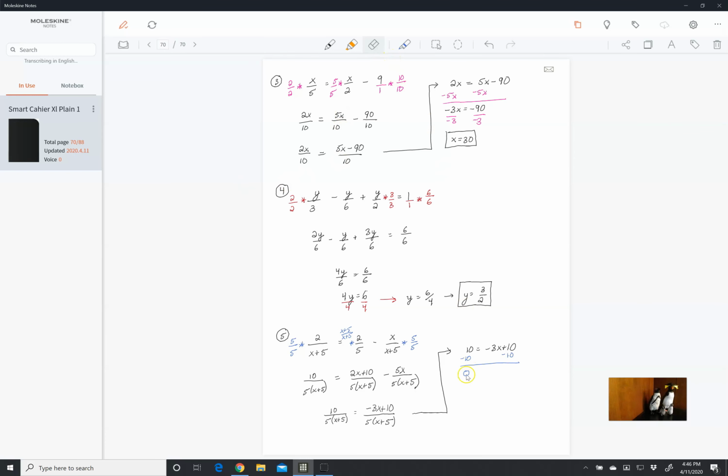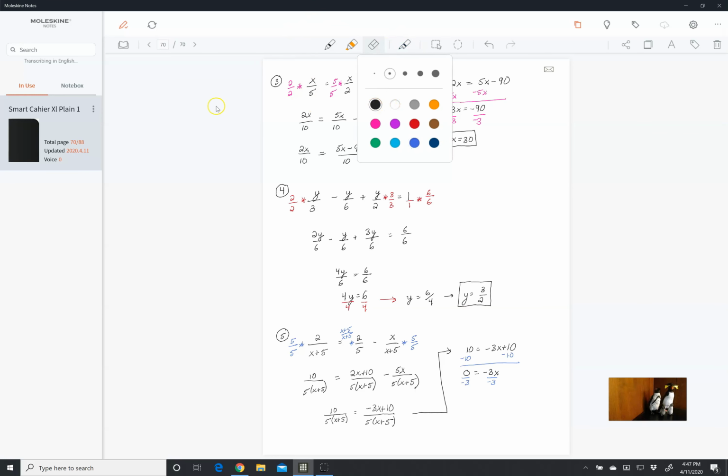equals negative 3x, and that's okay. You can get a 0. So we're going to divide both sides by negative 3. Sorry about that, 0 disappeared. When we divide both sides by negative 3, we still get 0. So x is equal to 0.